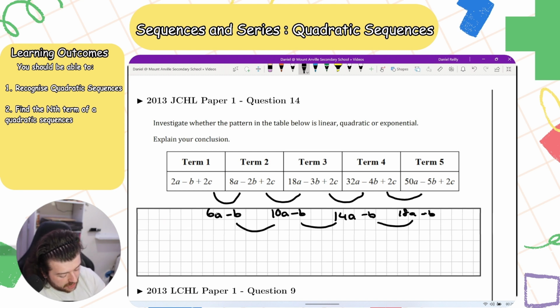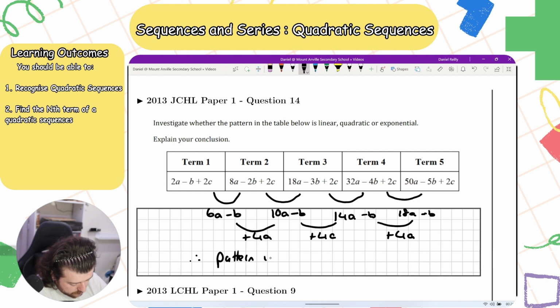So how do I get from 6a to 10a? Well, I add 4a. How do I get from minus b to minus b? Well, I add nothing. 10a to 14a, I add 4a. Minus b to minus b, I add nothing. So we notice here my second difference is common, the same. So this pattern is quadratic as the second difference is the same.